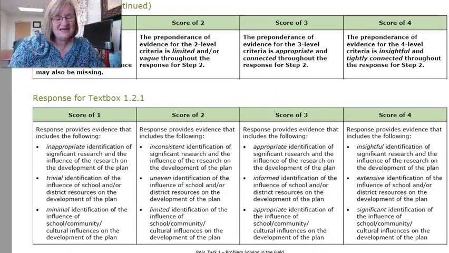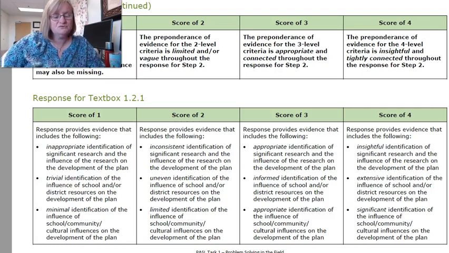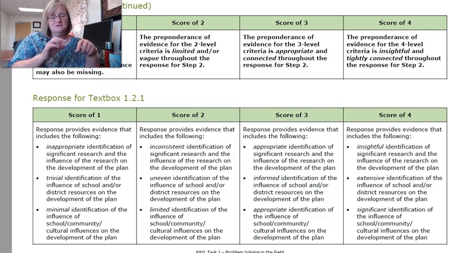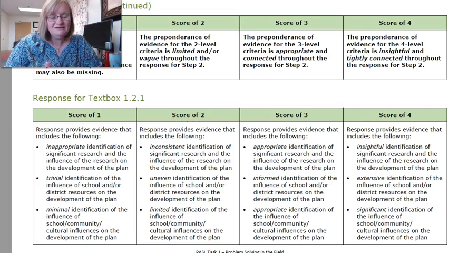this means that you have an inappropriate identification of significant research and the influence of the research on the development plan. Trivial identification of the school or district resources, or minimal identification of the influence of the school, community and cultural influences. So you remember how in the last one, the question was, was your response uneven? That's what that means. So if you make a 2, which is still failing, you don't want to make a 1 or a 2. You were inconsistent, your response was uneven, or you were limited.